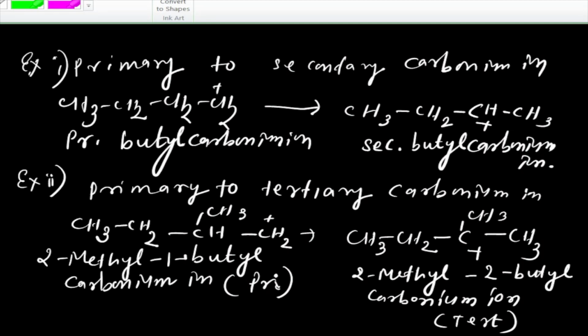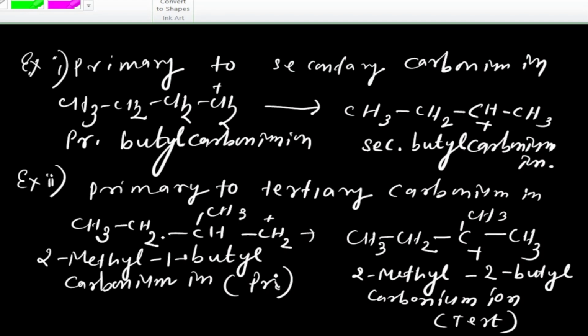A long chain is there. And here CH2 is attached, plus. That means if this is primary and this is butyl, because of the long chain, the carbonium ion now gives a secondary butyl carbonium ion because CH. I told you if CH is added, then it is secondary. 1, 2, 3, 4. Secondary butyl carbonium ion.